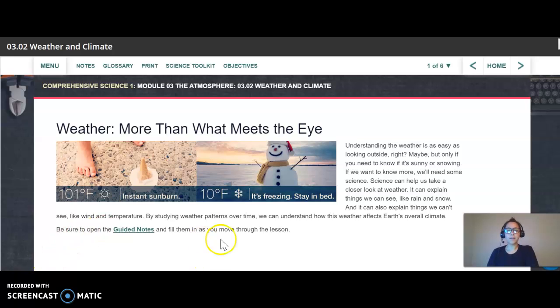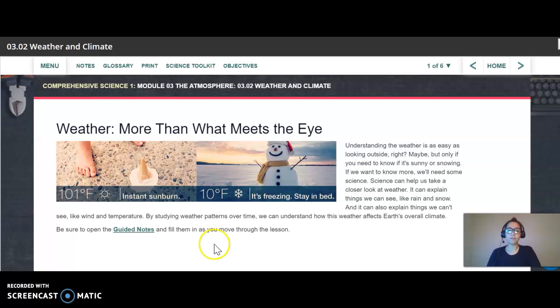So this week we're going to be learning about weather and climate. And this is a good segue because last week we learned about how the atmosphere, the water, and the land all heat up at different rates. So the heating and cooling of the land and the water also helps create different types of weather outside. So we're going to be able to look at that.